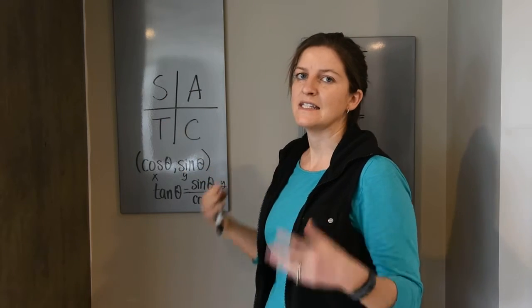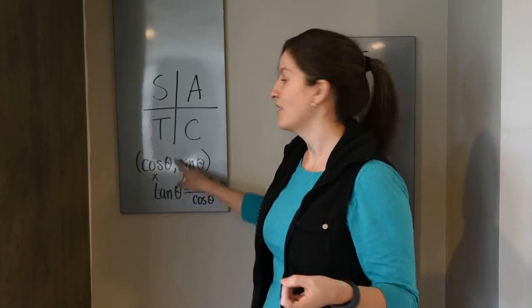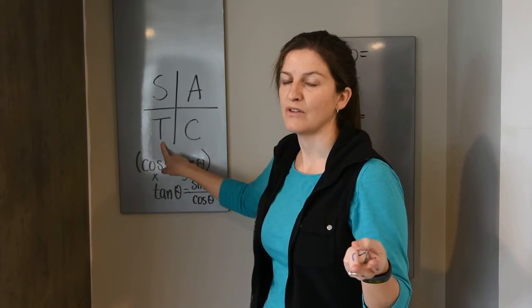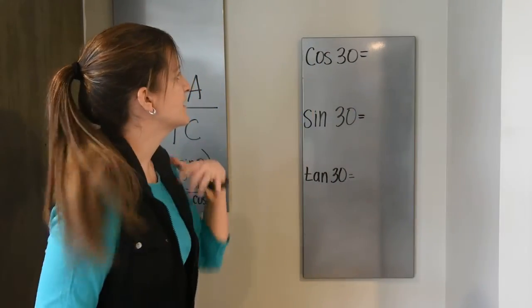Everything else is negative. So if I look in this quadrant, I know the sine and its reciprocal and the cosine and its reciprocal are both negative. Okay, so you've got to know that. All right, so let's get started.